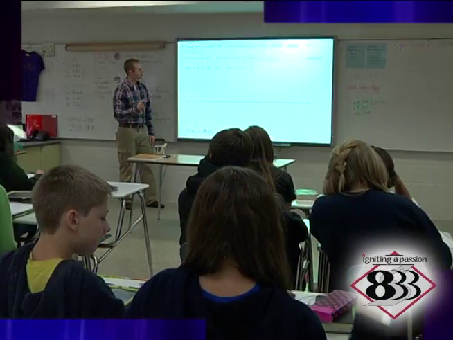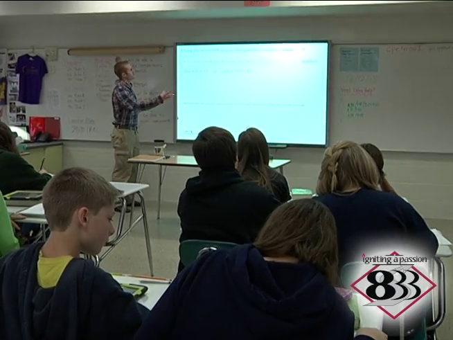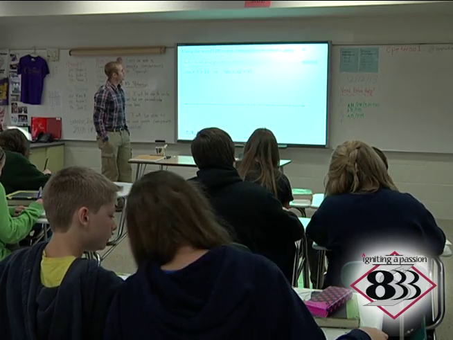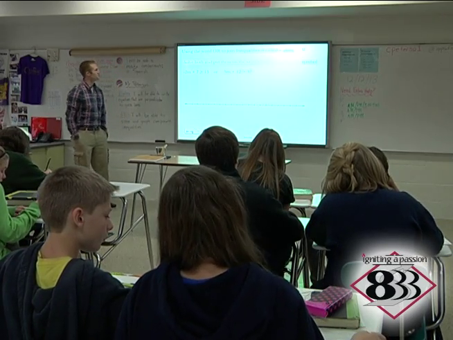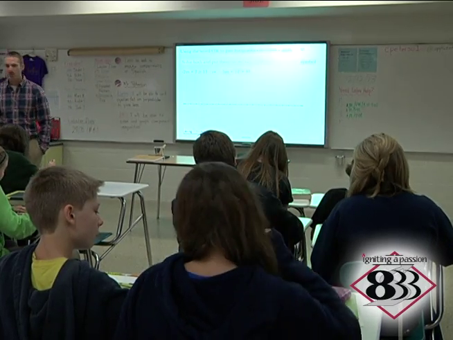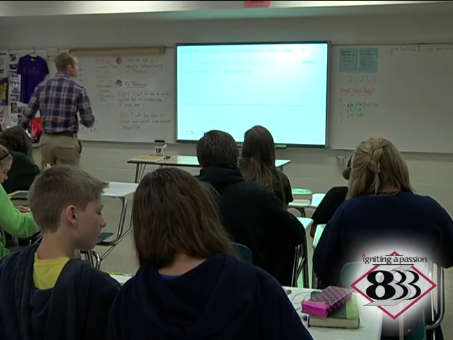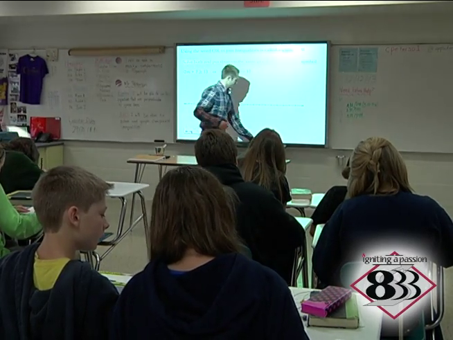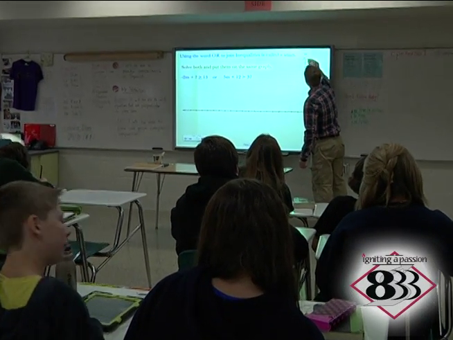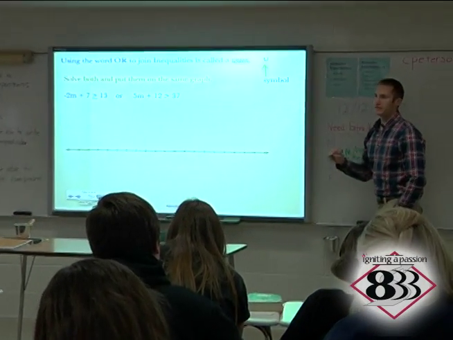Okay, we have two more examples. These are called our "or" examples. So let's have you write down the top part right here, and then also the part that's in orange. It says using the word "or" to join inequalities is called a union. And then this symbol, I'll draw a line here. The symbol for union, that U right there.